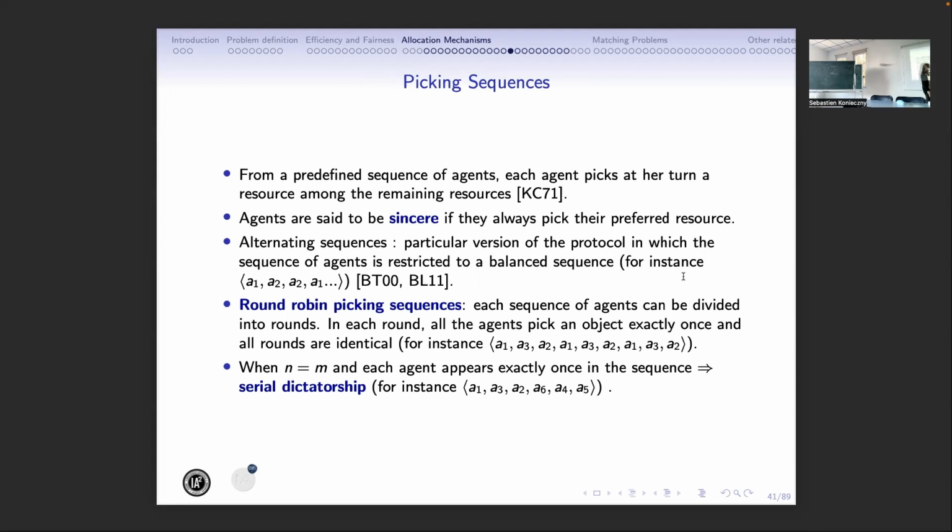In the next round, agent 3 doesn't envy the resources picked by agent 2 and agent 1. And at the last round, she won't envy the resources picked by agent 2. So the only envy comes from the first pick. As utilities are assumed to be additive, the envy of agent 3 can be eliminated by removing from agent 1 the resource picked before her first pick. So we have envy-free up to 1 good as defined yesterday.